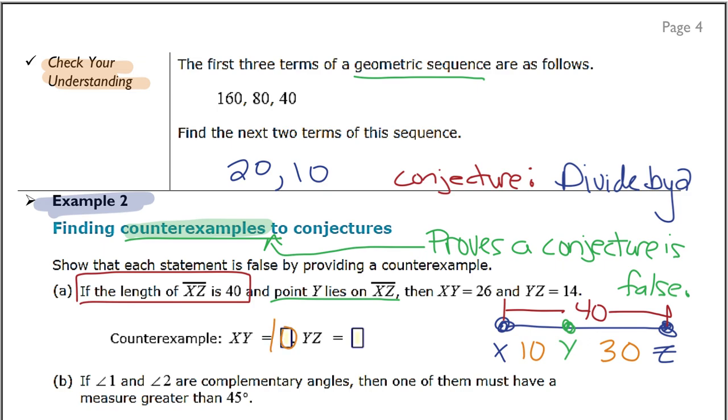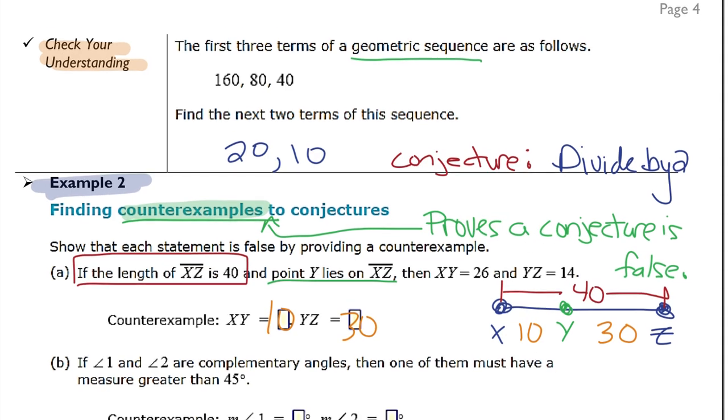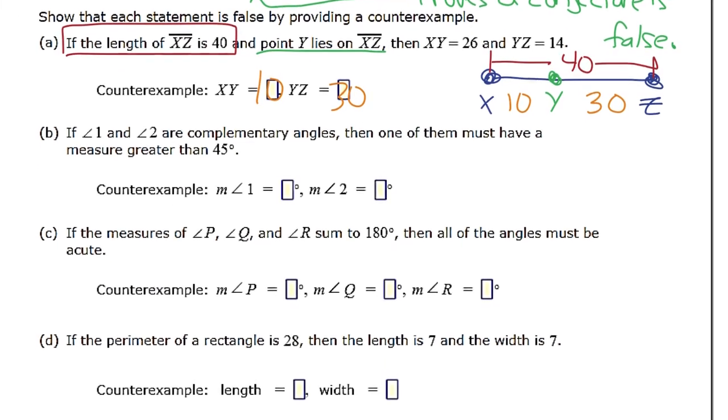So would you agree that 10 plus 30 is in fact 40? And that is a counterexample. It's actually proving that this is not the only answer. So having this statement and then proving it wrong is what the counterexample does. So let's go ahead and do a couple more of those.